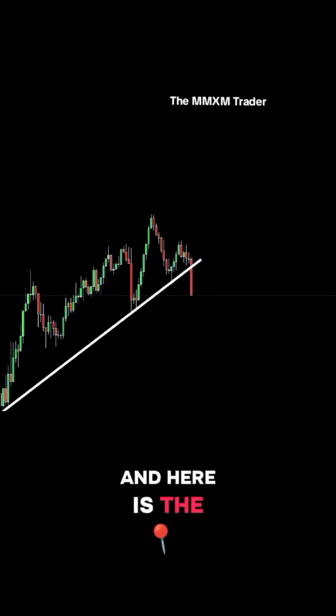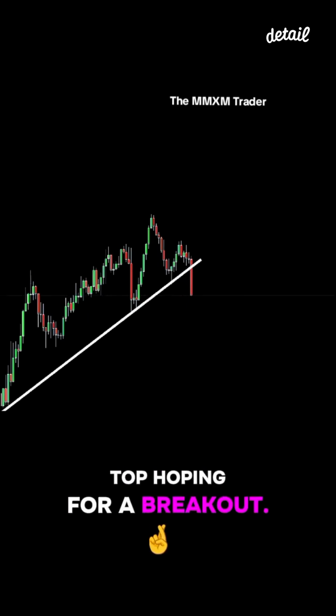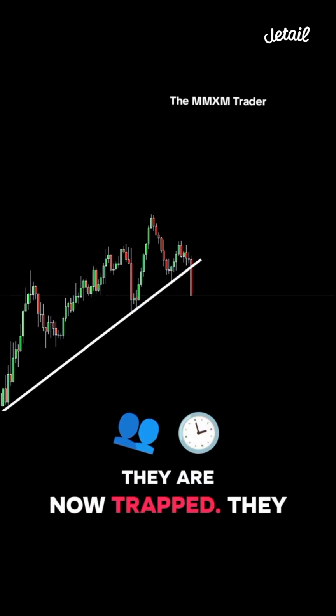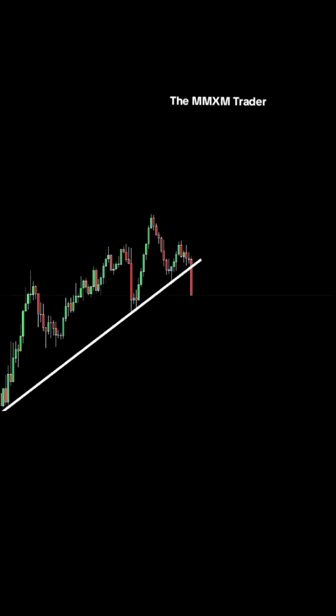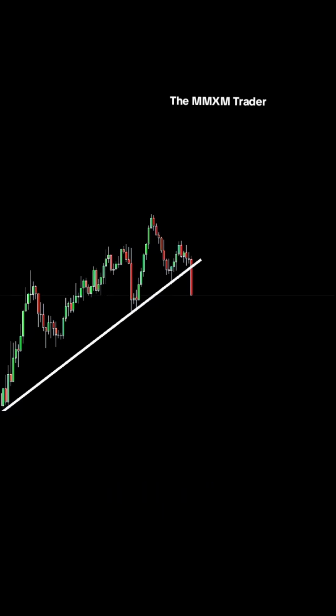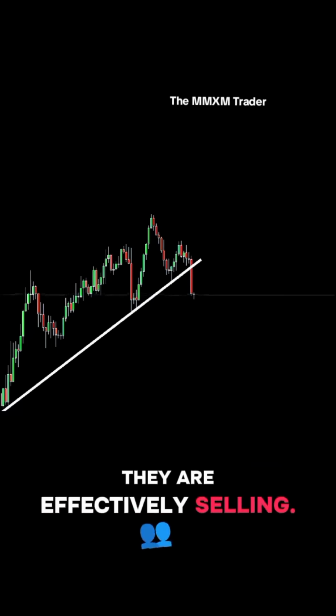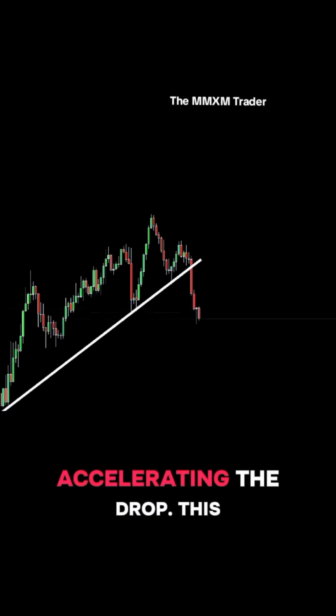And here is the hidden psychology behind this move. Think about the traders who bought the very top, hoping for a breakout. They are now trapped. They are underwater. As that impulsive move drops lower, their fear kicks in. They rush to close their losing trades. And when a buyer closes a position, they are effectively selling. This panic adds fuel to the fire, accelerating the drop.